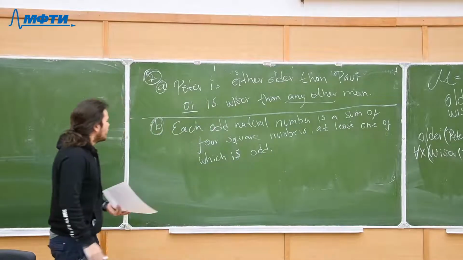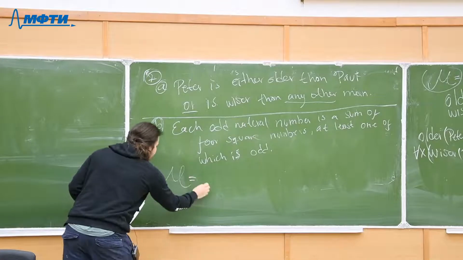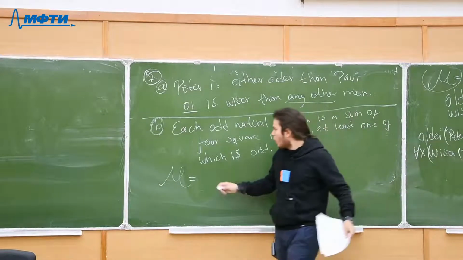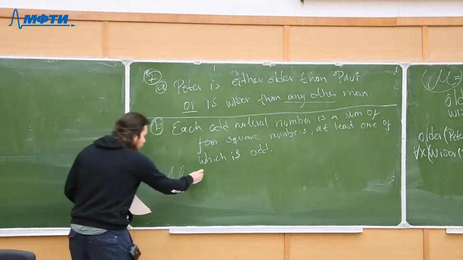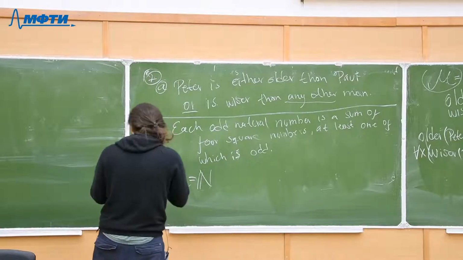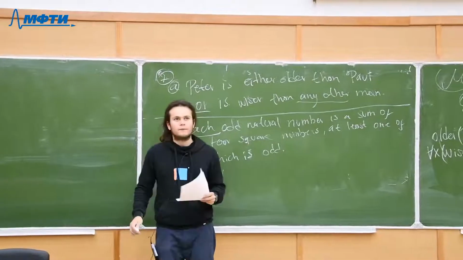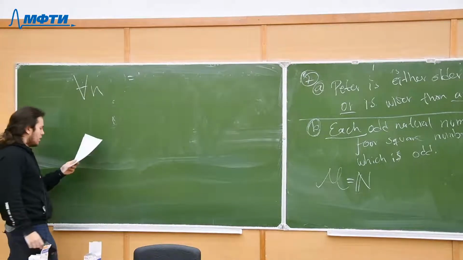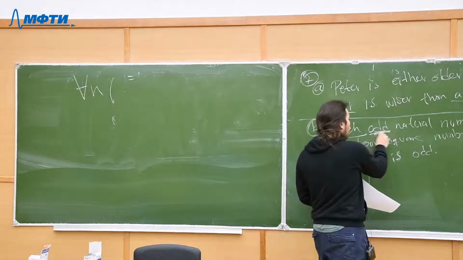So let's write this. What do we need here? What will be this set? So we were working with all men, right? And now we are working with what? Numbers, yes. What numbers? Natural numbers. So we take a set of all the natural numbers, right? Great. So let's write that. Each odd number. So how do you write each? For all, yes, for all n such that, for each odd natural number.